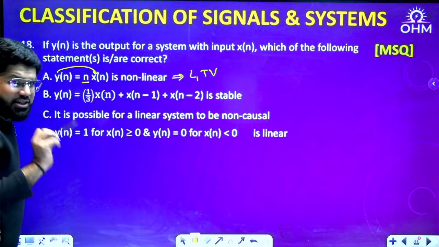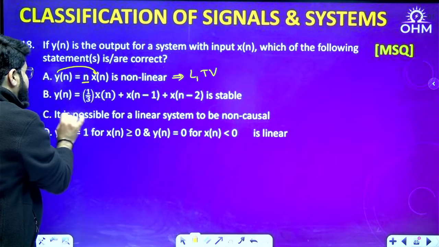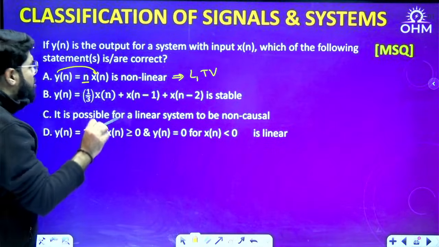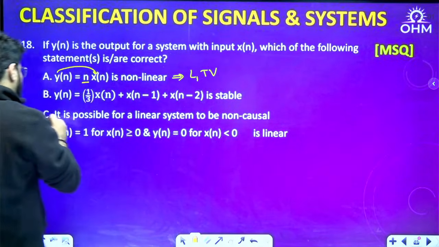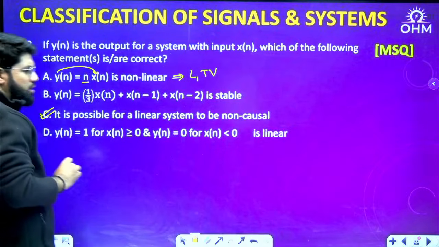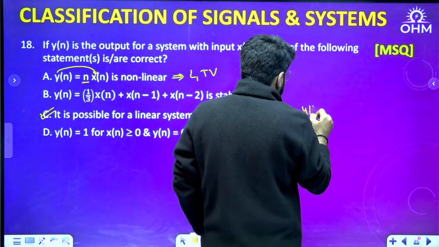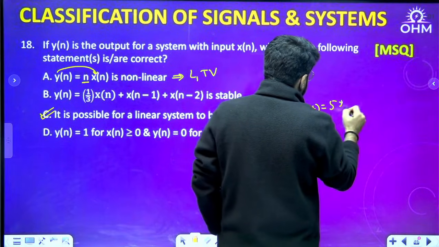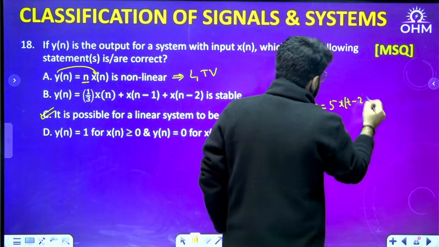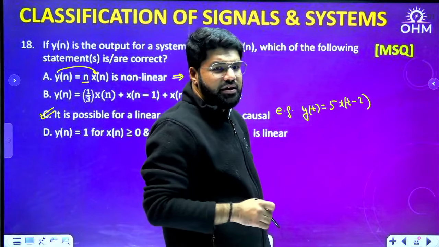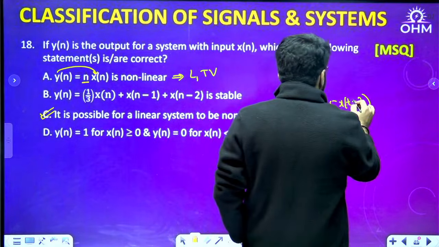Let's come to option B, just wait. It is possible for a linear system to be non-causal. These are two different concepts. Yes, definitely a linear system may be non-causal. Suppose y(t) equal to 5 x(t minus 2). y depends on x to the power 1, linear. Sorry, x(t plus 2) like this.